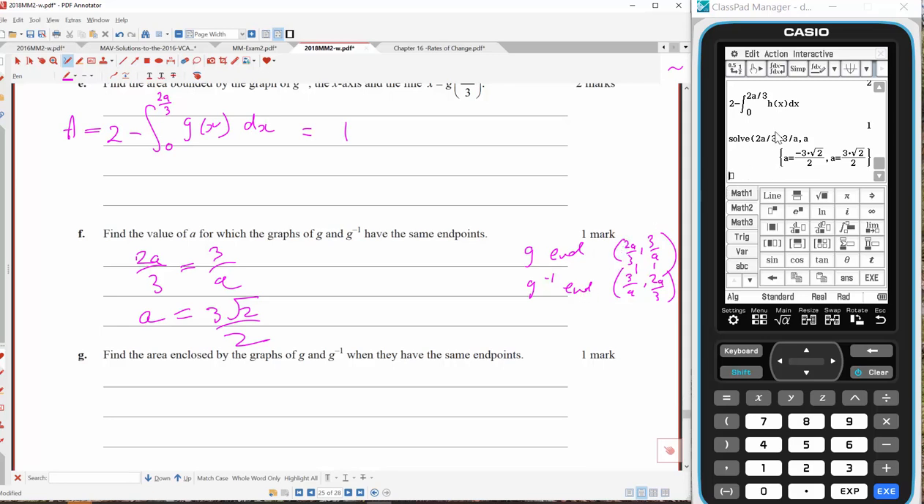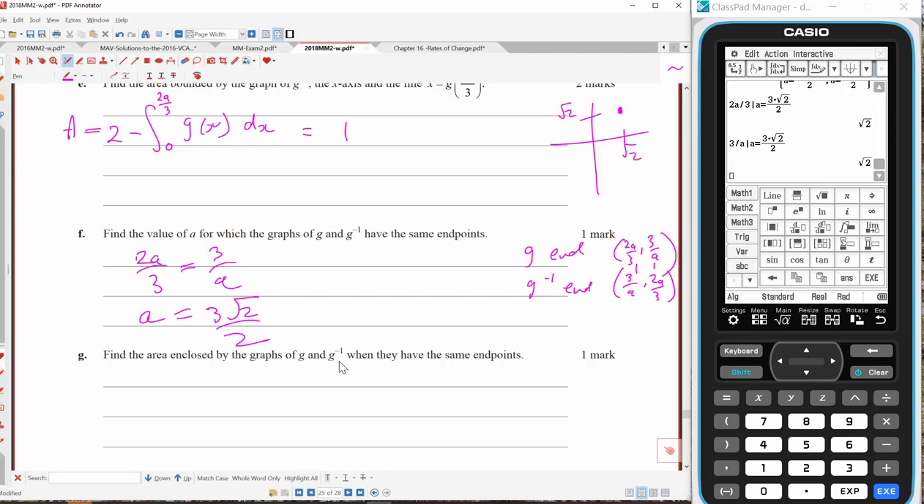Okay, so I'm going to do 2a on 3, and if I put in a equals this value here, it's √2. And if I do 3 on a with a equals that, it should be the same number, it's √2. So the two functions, g and its inverse, are going to meet. If we imagine this, that'll be √2 and that will be √2. So that's where they're going to meet. The endpoint is going to be the same at x equals √2.